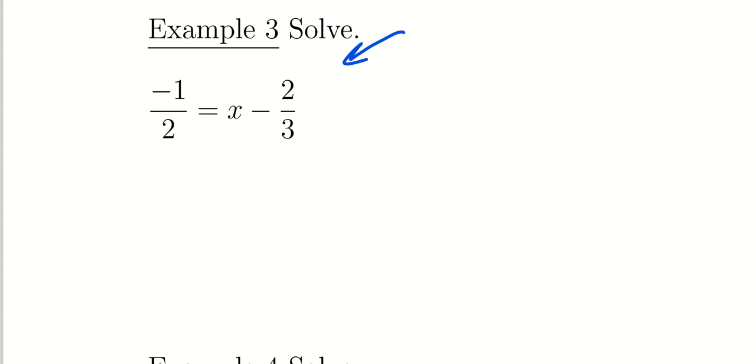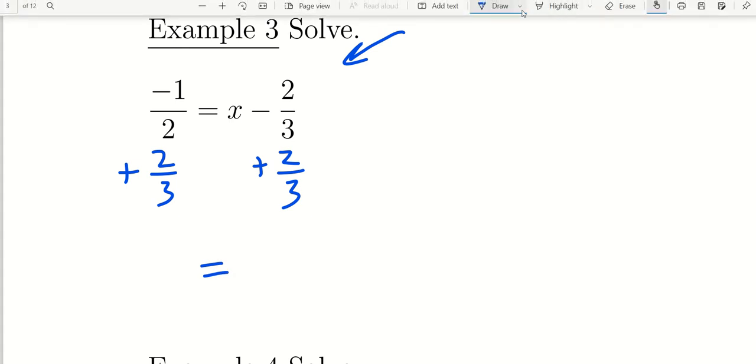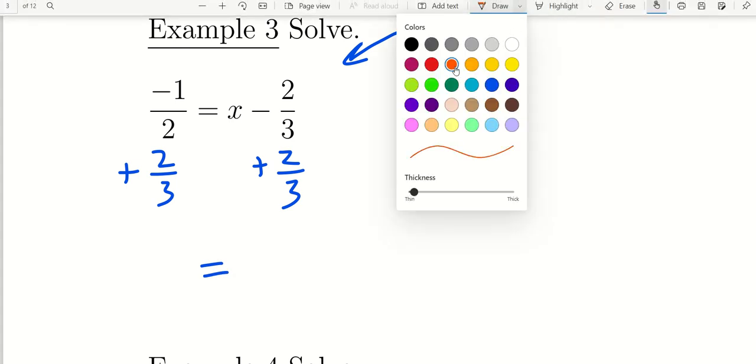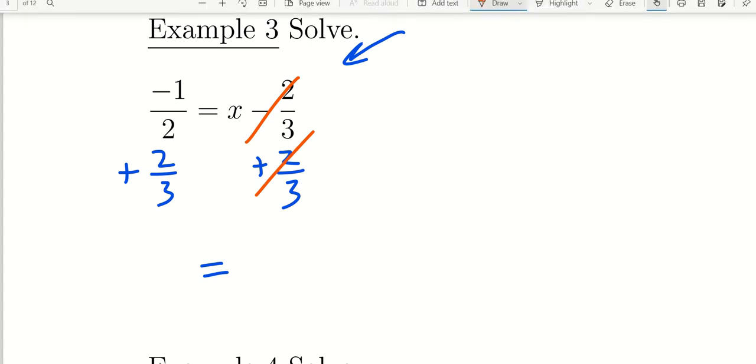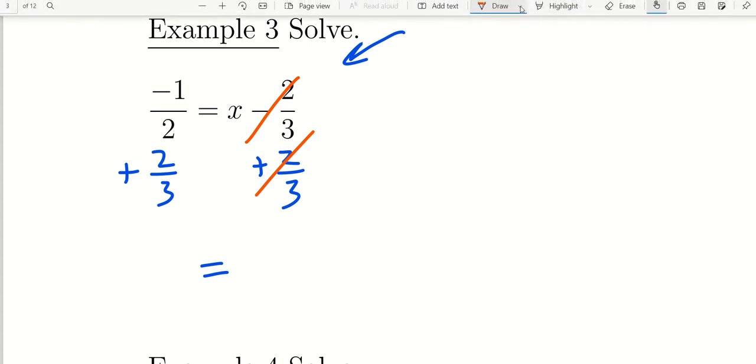The opposite of subtracting 2/3 would be to add 2/3. So if we do it to one side, we also have to do it to the other side. So I'm going to add 2/3 to both sides of this equation. On the right-hand side, those will cancel. The negative 2/3 and the positive 2/3 will combine to give us 0. And we don't need to put x plus 0. We can just call that x.